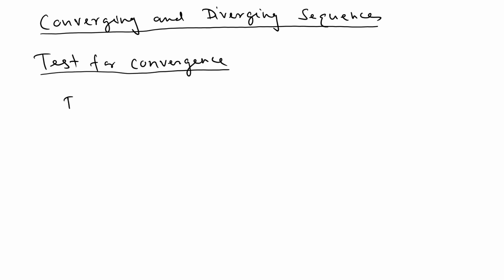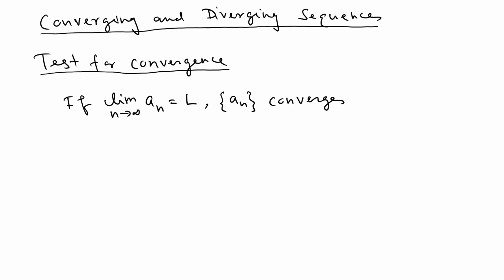What it says is that if the limit as n goes to infinity of a_n, where a_n means the nth term, equals L, let's say a finite number, not infinity, then the sequence a_n converges. You can say it converges to L, and that's it. That's only one result. So you just check the limit. If the limit exists, the sequence converges.